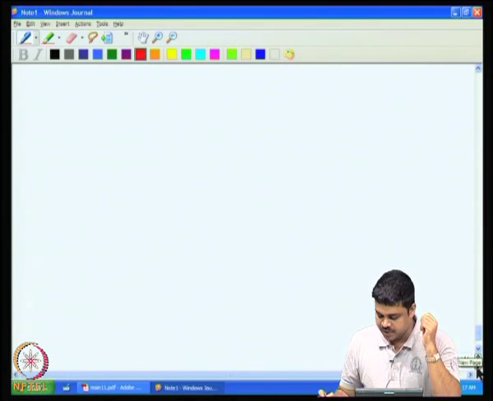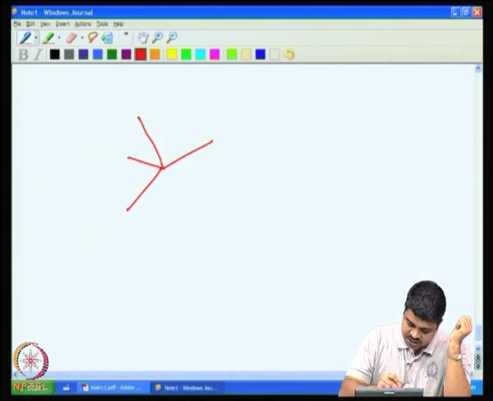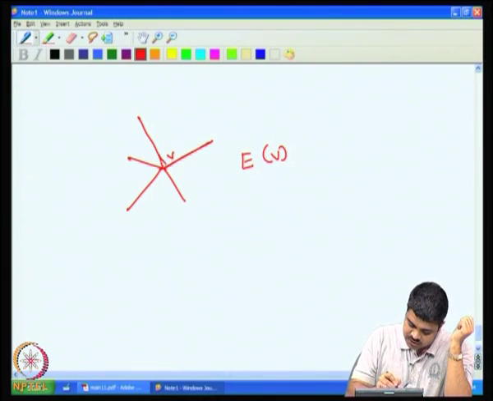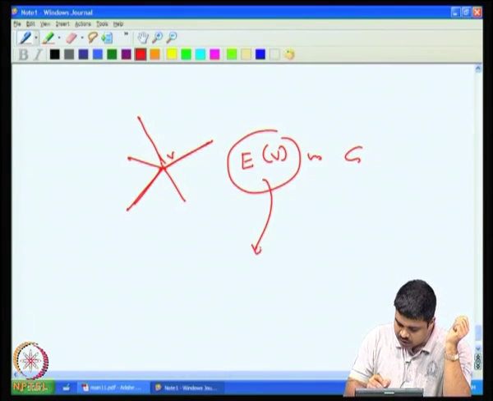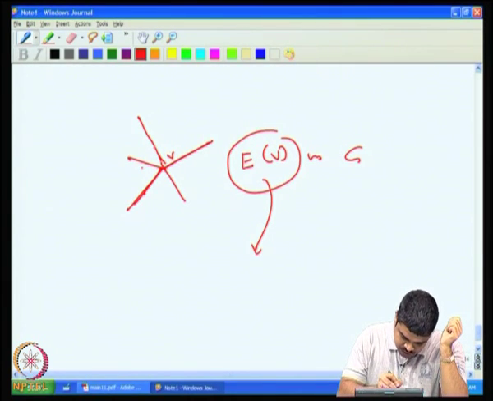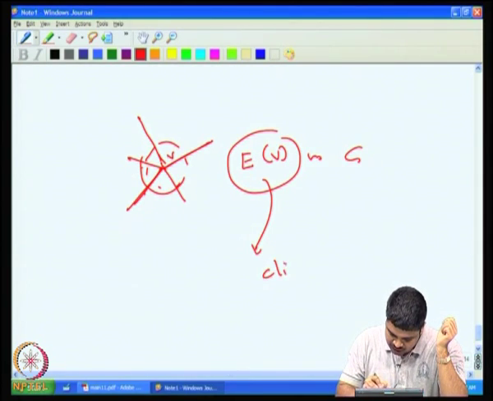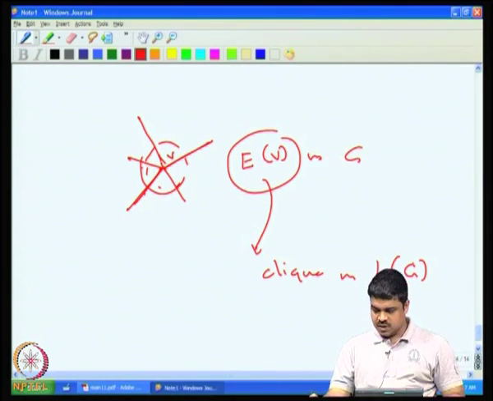This is a typical situation in a line graph. For instance, if you look at a vertex V and the edges incident on V in G, what will happen to this in the line graph? These vertices will all be adjacent to each other in the line graph. So, that will become a clique in L of G. They will form a clique in L of G. I told you all these things just to make you familiar with the concept of the line graph.